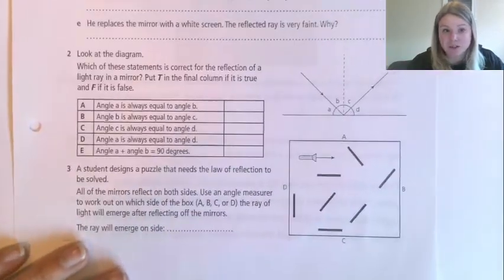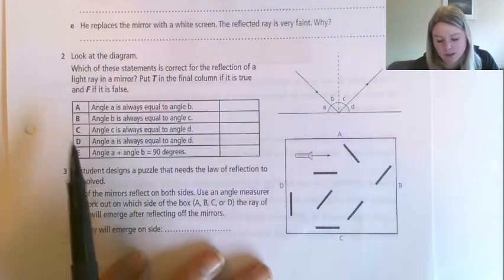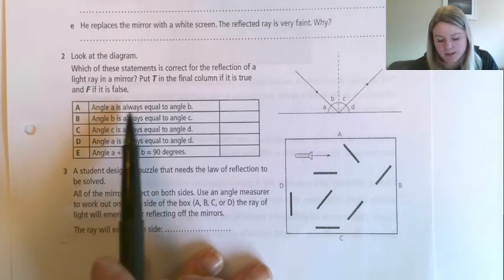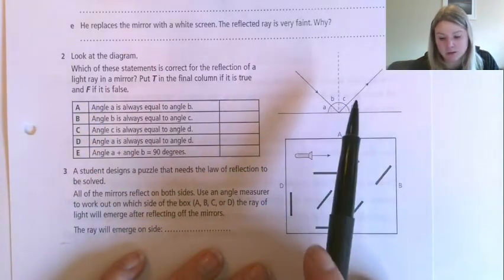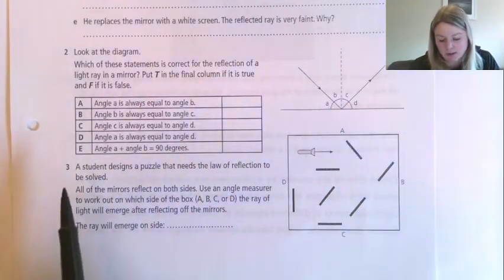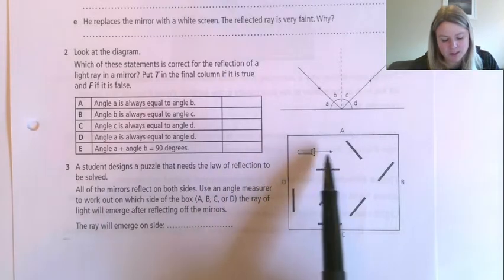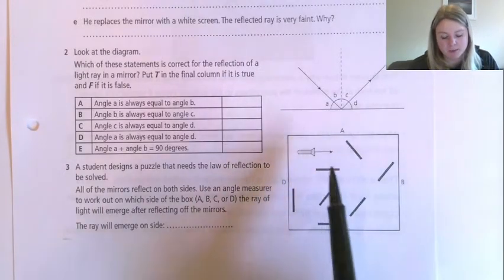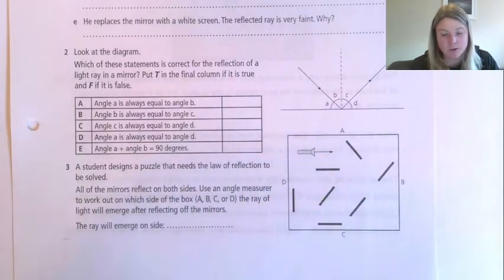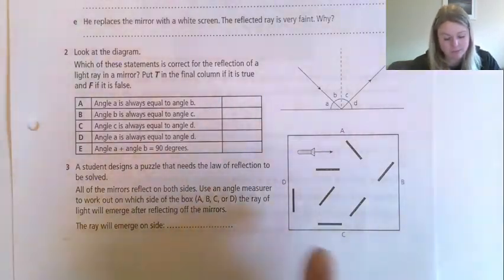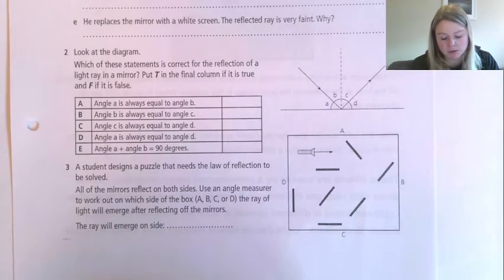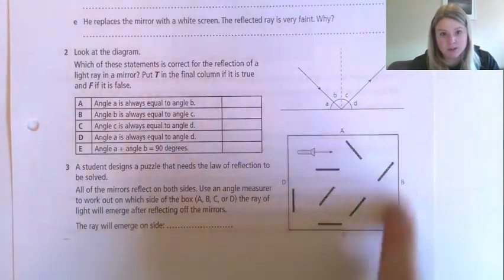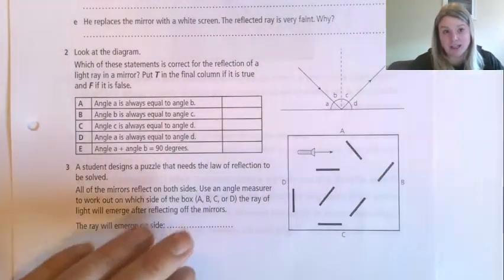Let's see question 2. This one is true or false, and these angles are referring to this diagram. Again, law of reflection. Then question 3 is quite a good one. We've got a torch shining in here. These are all double-sided mirrors. So you're going to have to follow the path of the light ray and figure out which side of this box it's going to come out of. You'll draw all your lines on here, and then your answer will be either A, B, C, or D.